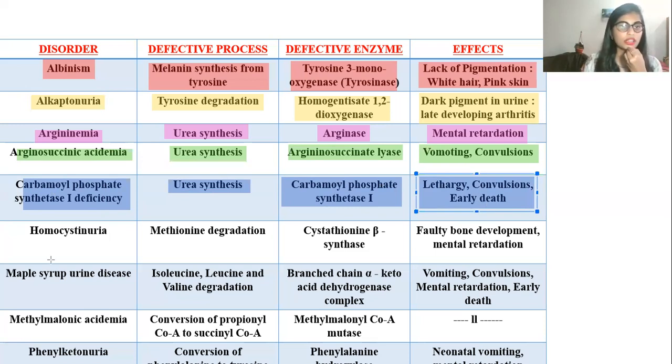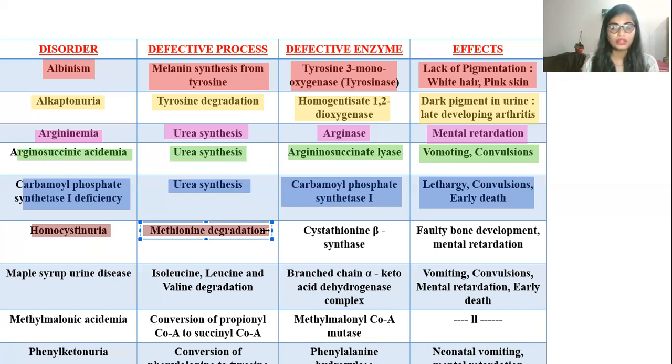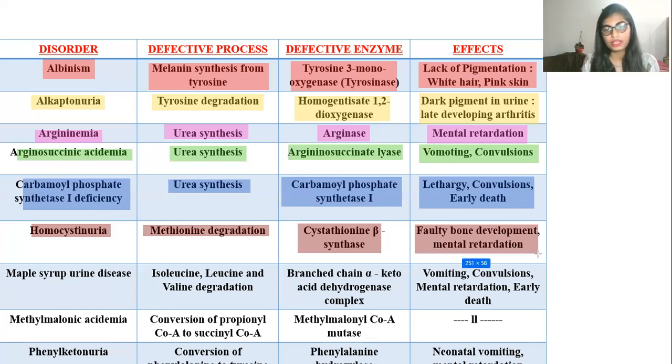And the next disorder from this amino acid catabolism is homocystinuria. The defective process is methionine degradation. Anyhow, I already mentioned every amino acid has to degrade, and when it is degraded, it has to act as an intermediate to some other metabolic pathways like the Krebs cycle, HMP pathway, glycolysis, urea cycle, whatever. Here the defective enzyme is cystathionine beta synthase. When this enzyme gets deficient, that leads to homocystinuria, so methionine degradation is defective. The effects are faulty bone development and mental retardation. So these are the effects of homocystinuria.